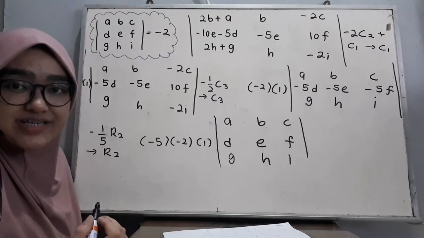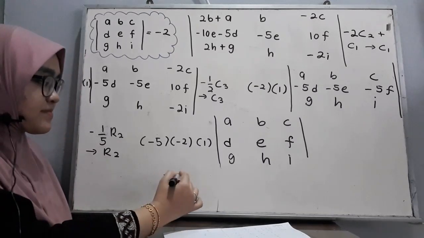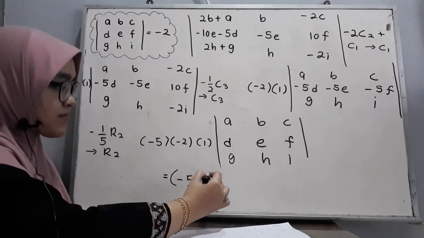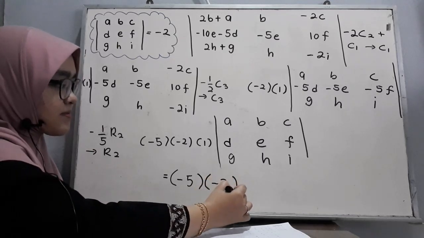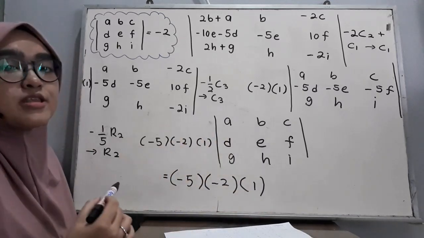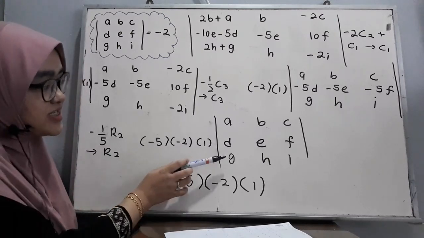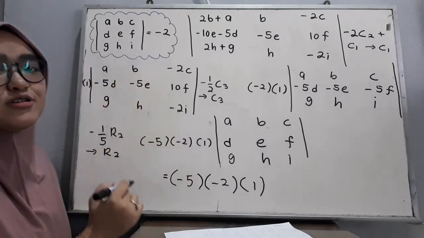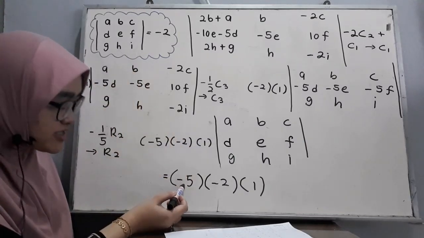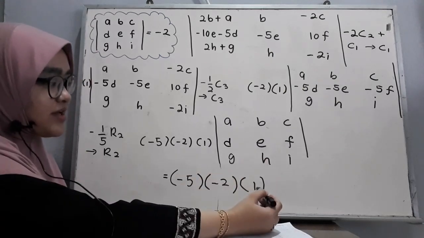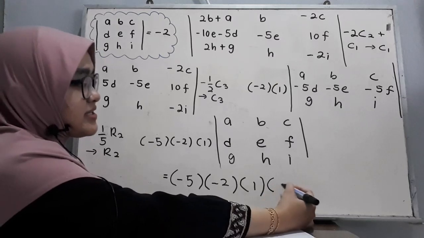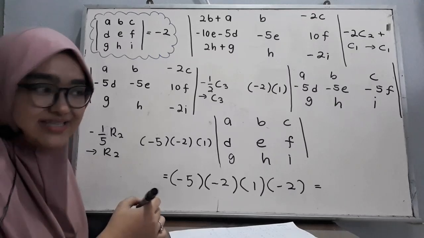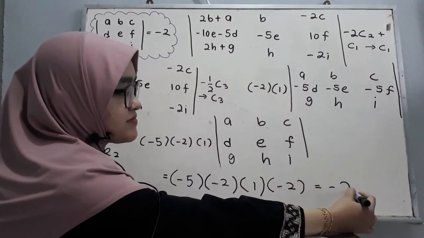And then for the final answer, we know that the determinant of this matrix A, B, C, D, E, F, G, H, I is equal to -2. Multiply -5, -2, 1 by -2. So the final answer is -20.